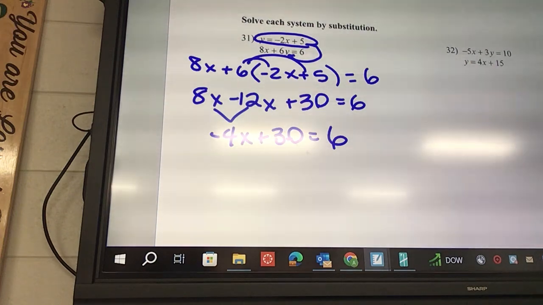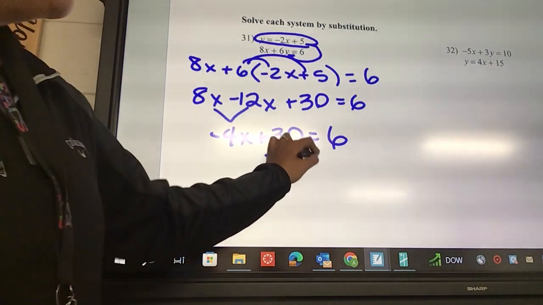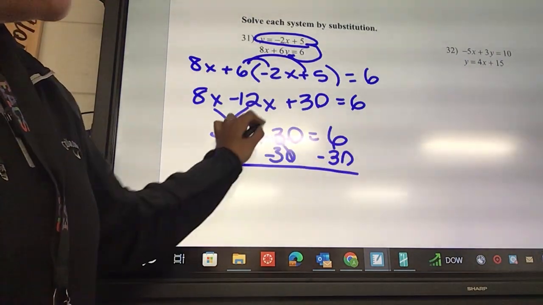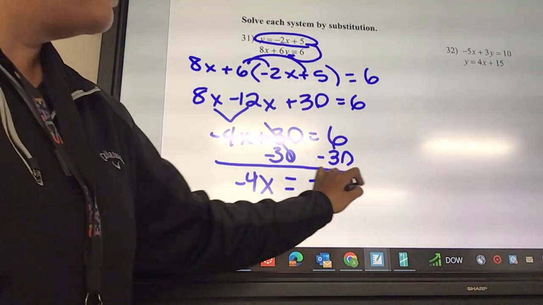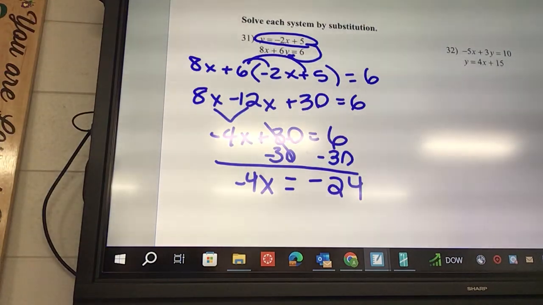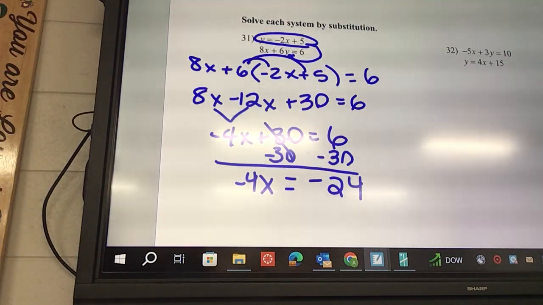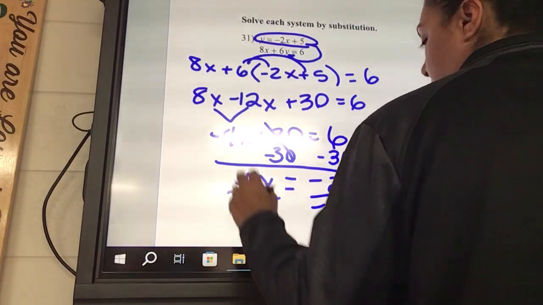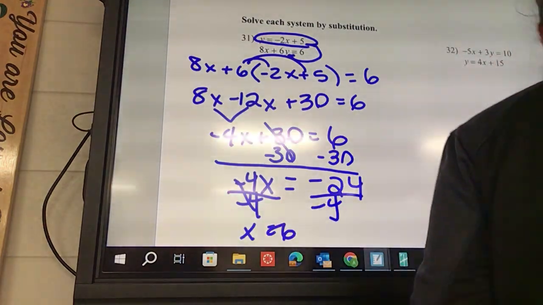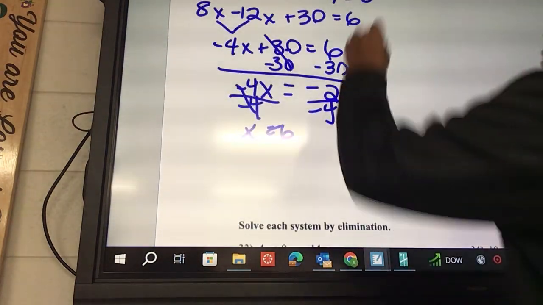Okay, and then if we're looking at that, who's the third wheel? 30, so we're going to say minus 30, minus 30. So I'm going to get negative 4x equals negative 24. Okay, and then what? Divided by negative 4. Okay, so I'm going to get x equals 6.